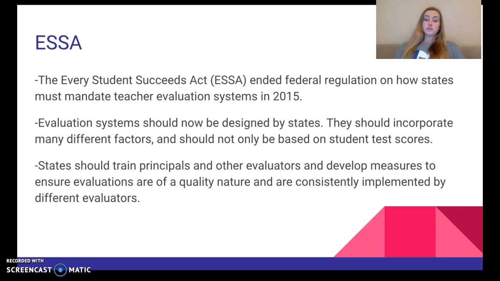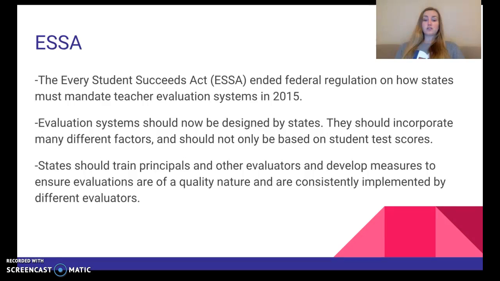Next, we go into a different federal law, the Every Student Succeeds Act, which ended federal regulation on how states are going to evaluate. This was passed in 2015. So we see the Obama administration pivoting back and saying, actually we're not going to determine state funding based on evaluation procedures. We're going to leave that up to the states, so much more of a states' rights sort of mentality. Evaluation systems are now designed by states, and they need to incorporate a lot of different factors, and they shouldn't only be based on student test scores. Those are 2 guidelines that the federal government does give.